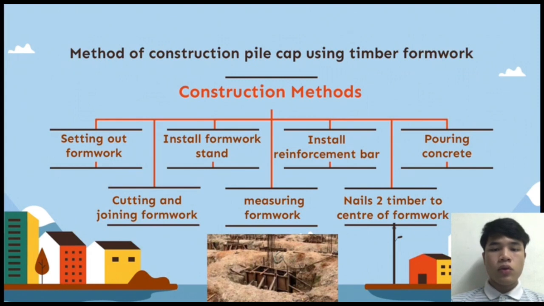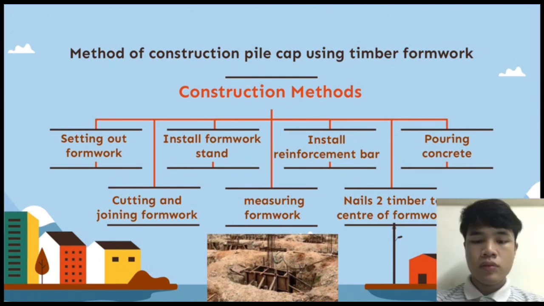Next, measuring formwork to ensure it's following the drawing plan. Next, install reinforcement bar. Make a spacer block to avoid a honeycomb defect. Next, nails to timber to make a center line for the column to maintain the column in a correct position in the concreting process. Lastly, pour concrete using vibrator.